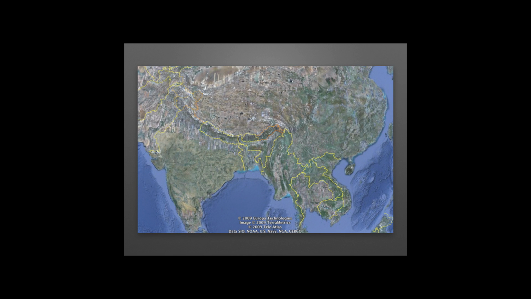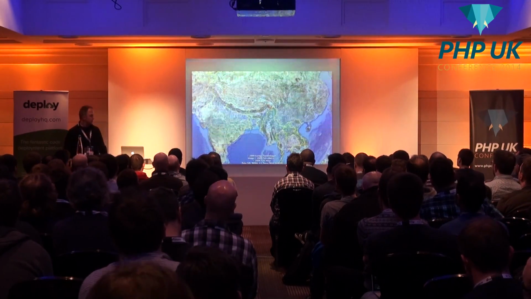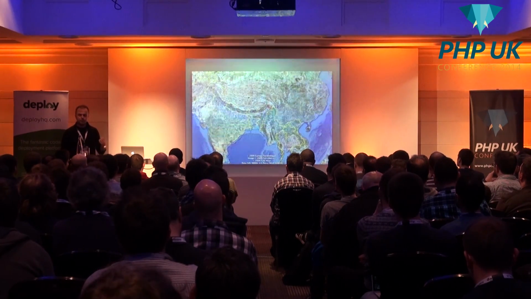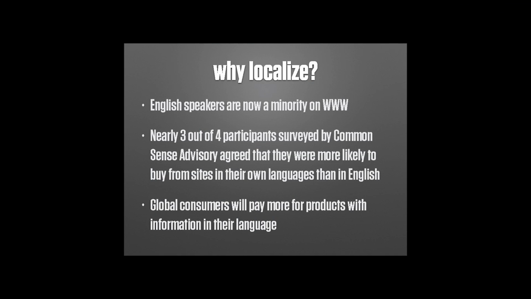Now, why would you want to localize and do all that stuff that you probably don't want to do? What are we looking at here? You're looking at about 2.5 billion combined population between China and India, not to mention part of Russia as well. The whole BRIC countries, you've heard of them, right? Brazil, Russia, India, China. It's going to be huge in the next decade or so. And English speakers are a minority now on the web. And surprise, surprise, when surveyed by this awesomely named Common Sense Advisory, people said they'd prefer to buy from sites in the languages that they speak or understand. So global customers will pay more for products with information in their language.